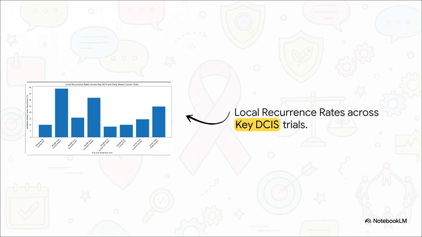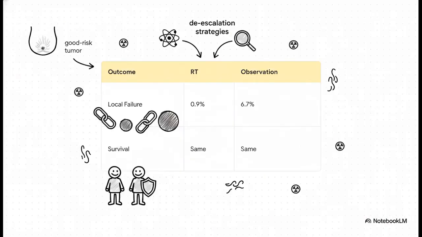Now compare that to the dramatically suppressed recurrence rates in the adjacent bars when radiation is added in. The data visually screams at us that without radiation, a clear plateau in recurrence risk simply doesn't exist for many of these patients. But I know what you're thinking. What about good risk DCIS? You know, small, low to intermediate grade with nice good margins.